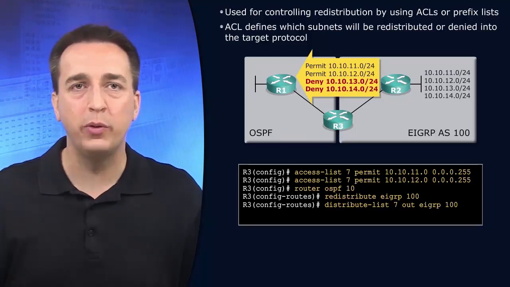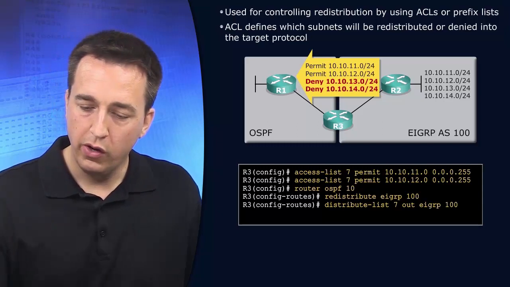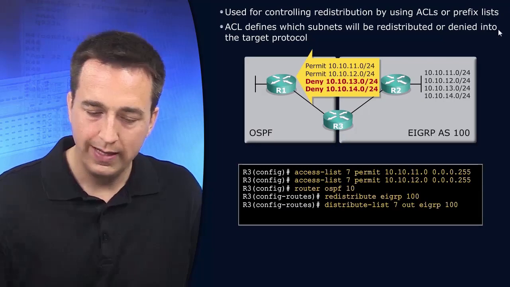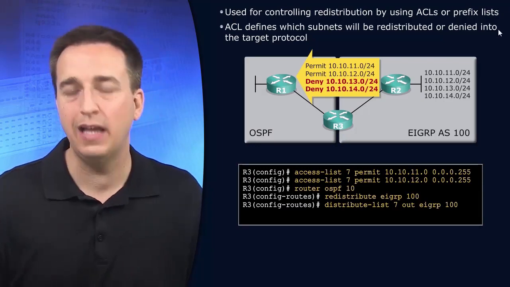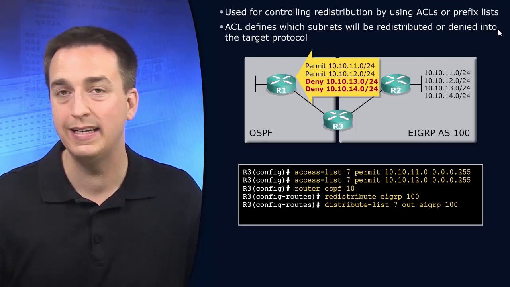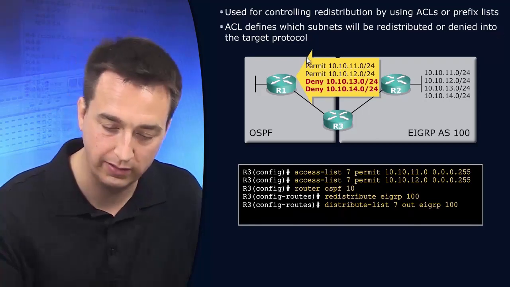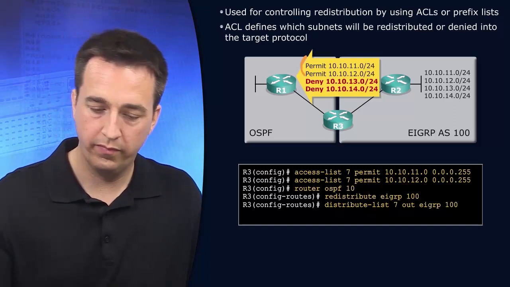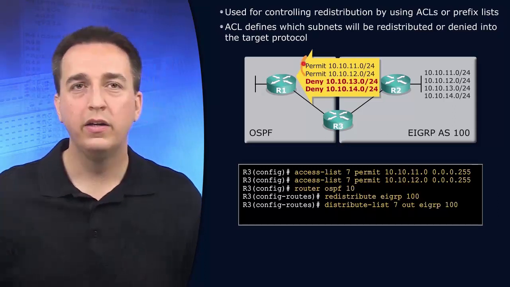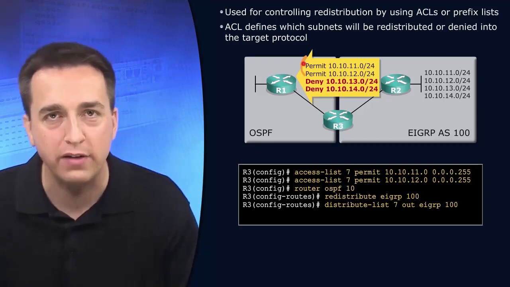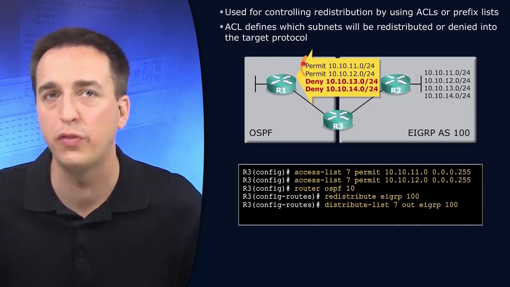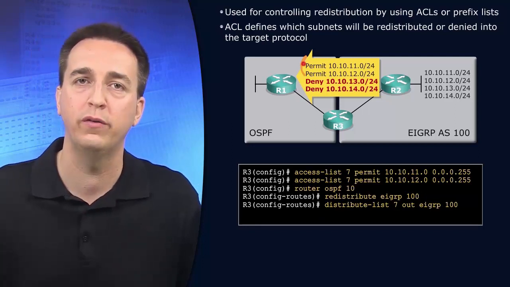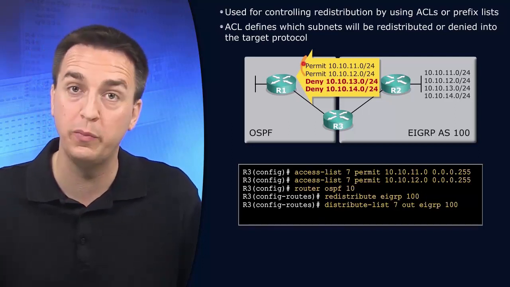In this example, we are redistributing the 10.10.11.0/24 network and the 10.10.12.0/24 network. It's these two right here we're redistributing. We do not want to redistribute the 10.10.13.0/24 network and the 10.10.14.0/24 network from EIGRP and OSPF.